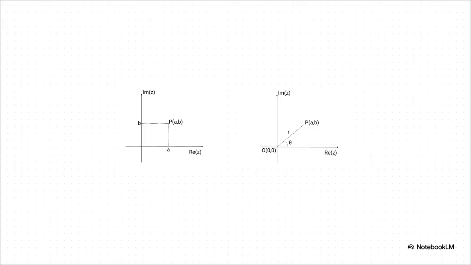So what we've got here are two totally different languages to describe the exact same point. On the left, you've got the go east, go north version, the rectangular coordinates, A and B. And on the right, you've got the face this way and walk version, the polar coordinates, R for the distance and theta for the angle.